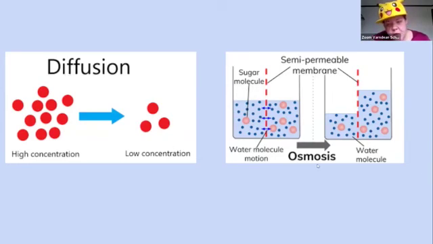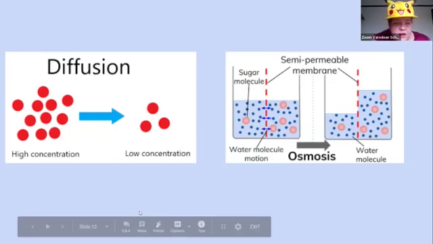So diffusion, movement of liquids and gases. Osmosis, movement of water, both from high to low. Water through the semi-permeable membrane. Neither of them require energy, they're both passive, and both of them go from high to low. And hopefully I've been clear on that.